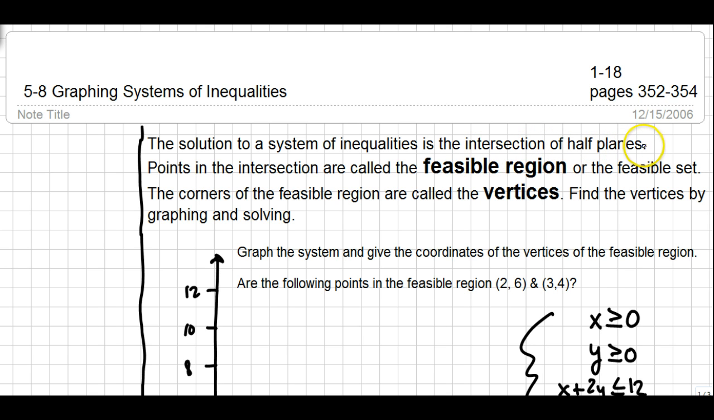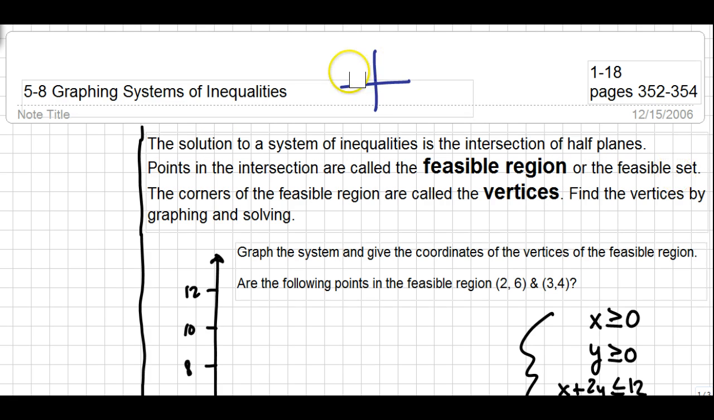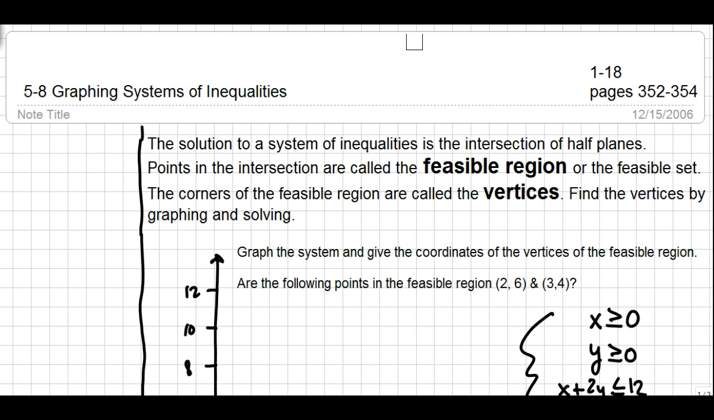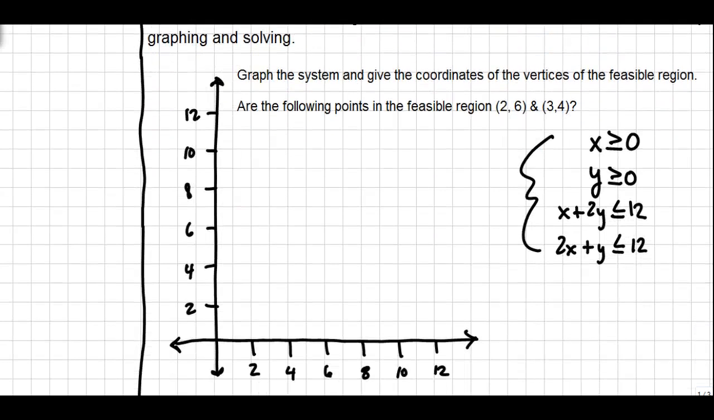Not the planes that fly through the air, but a two-dimensional surface like what you see on a coordinate plane. So when multiple planes intersect, that's going to be the solution that we're looking for. Those points in the intersection are called the feasible region or the feasible set. The corners of those feasible regions are called the vertices. Individually, each one is called a vertex. You will find the vertices by graphing and sometimes solving. So those will make more sense once we actually try it with an example.